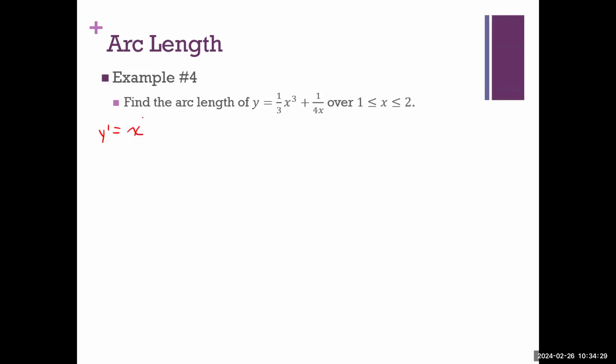x squared minus 1/4 x squared. Minus 1 over 4x squared. I think so. How do we feel about that? Okay, if there are no protests, it seems okay to me. So that's a good derivative. Now what?